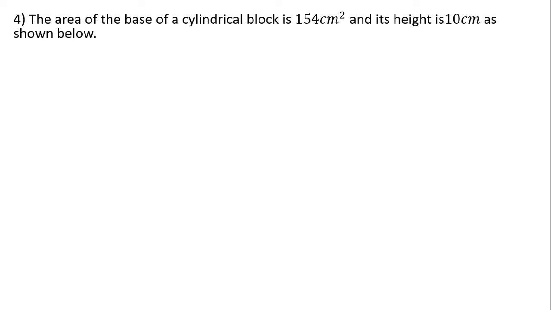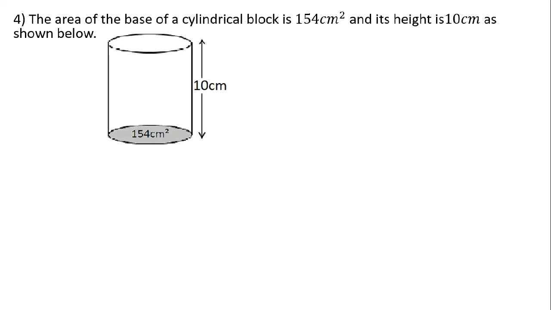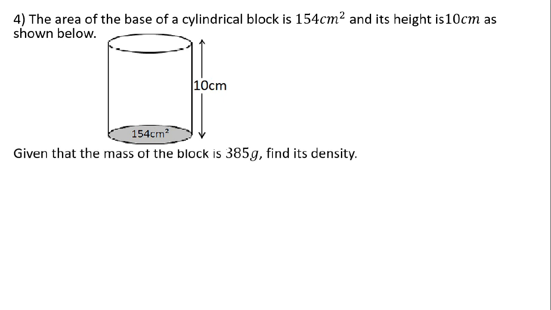The question is saying the area of the base of a cylindrical block is 154 square centimeters and its height is 10 centimeters as shown below. So that is the cylindrical block, which has the base area of 154 square centimeters and the height is 10 centimeters. Given that the mass of the block is 385 grams, find its density.